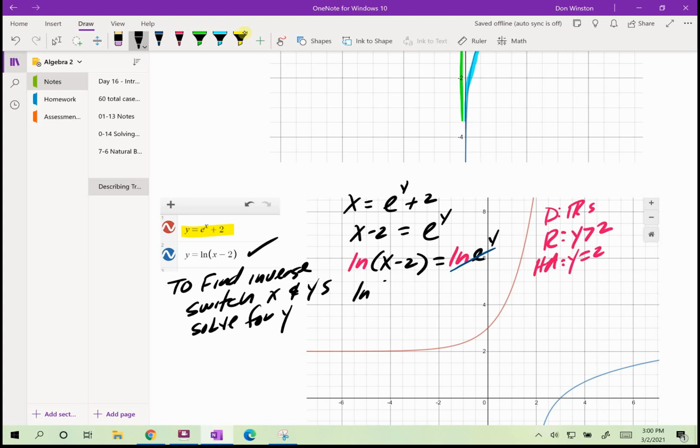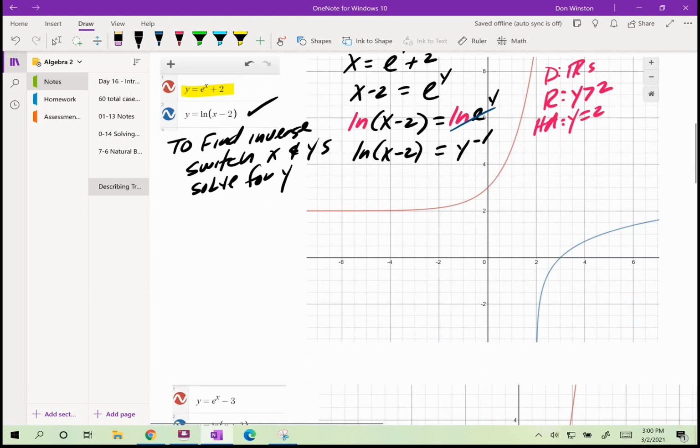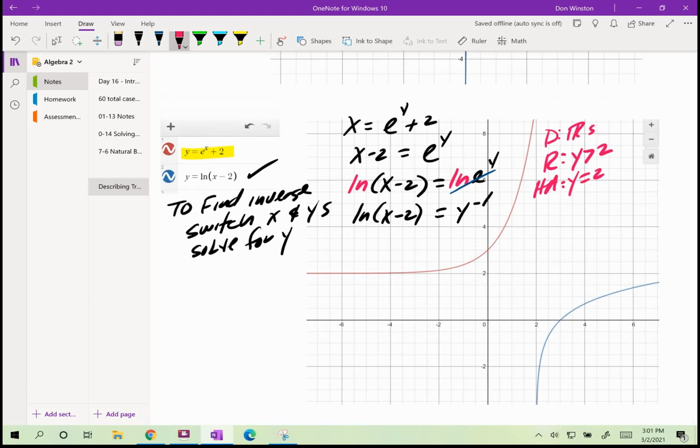Or we would say here x minus 2 equals, and we use that notation to represent the inverse. So that's the inverse of y is equal to e raised to the x plus 2. The inverse would be the natural log of x minus 2, which is graphed here. So this was the function y equals e raised to the x plus 2, and then the inverse function will be y is equal to the natural log of x minus 2.